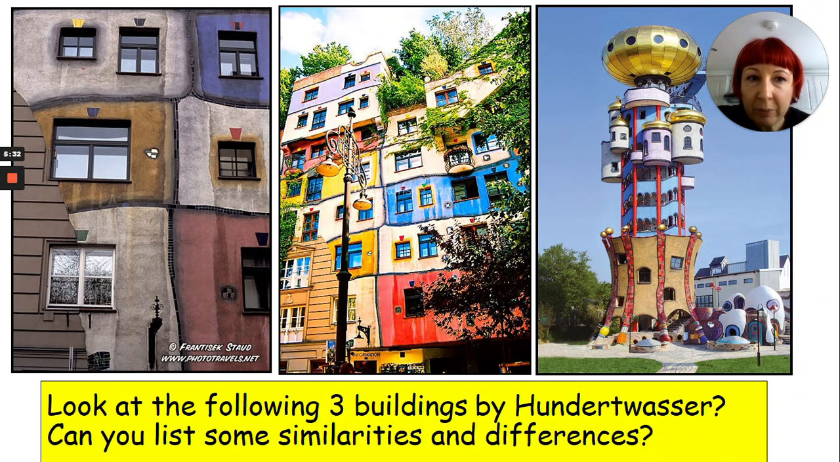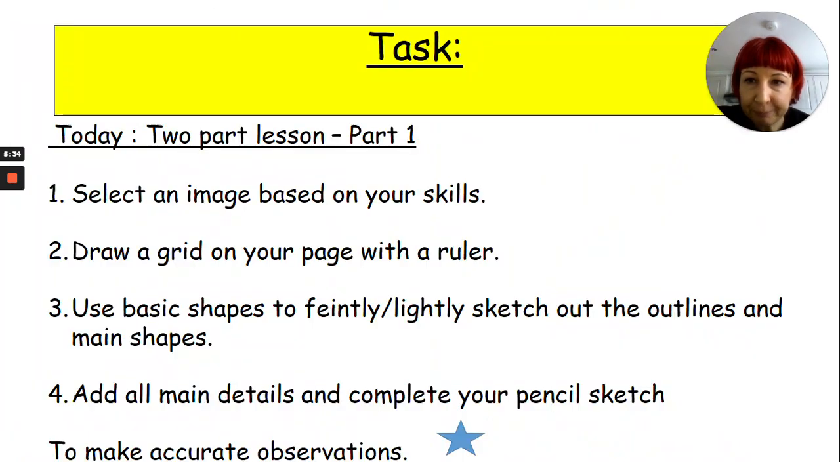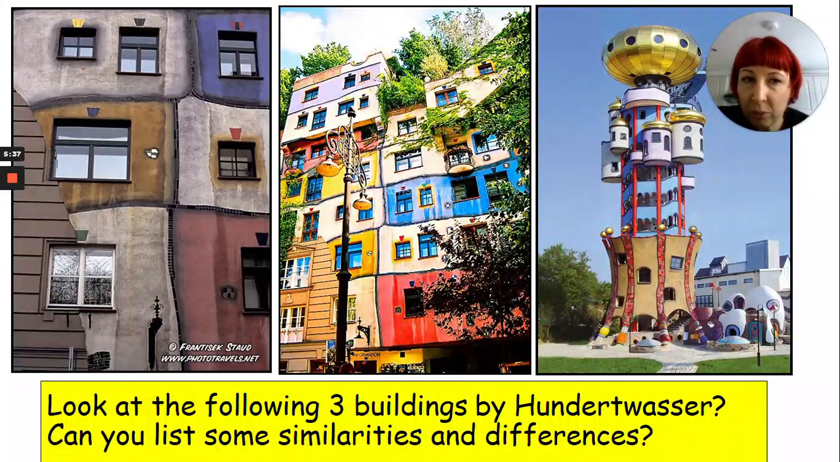We've looked at the similarities and differences between the buildings, and now I want you to think about which one of these images would be the easiest to draw and which one would be the hardest to draw. You're going to base your selection on your skills. So if you found that when you were drawing the local buildings that you were very good at your proportion and your size, and you chose a complicated drawing and you were able to achieve that within the time limit, then go for perhaps one of the more difficult buildings.